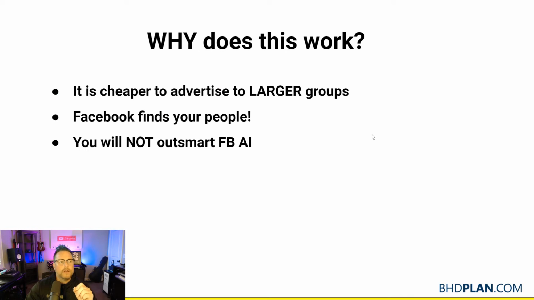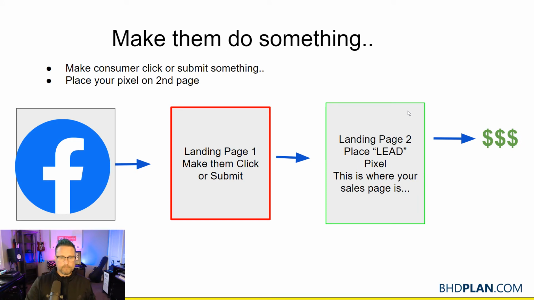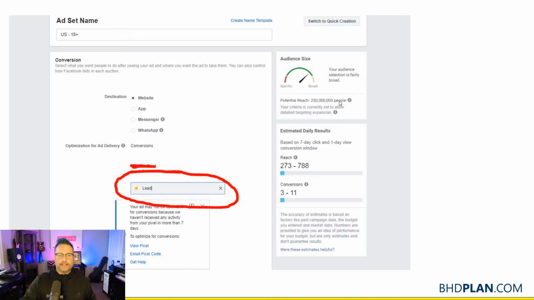Why does this work? Because it's cheaper to advertise to a larger group than it is to a smaller group on Facebook. You're competing for an eyeball. And if you only need eyeballs in a certain small demographic that you think is what's going to buy your product, then it's going to cost more money. But if you tell Facebook, go get me people, you could say, I want people that are interested in clicking my page and it's only these million people in the United States. Facebook's going to charge you a higher rate in the bidding system to contact only those 1 million people. But if you place a pixel and your audience is 230 million people, it's a lot cheaper and you're still going to get only the interested people by doing this.